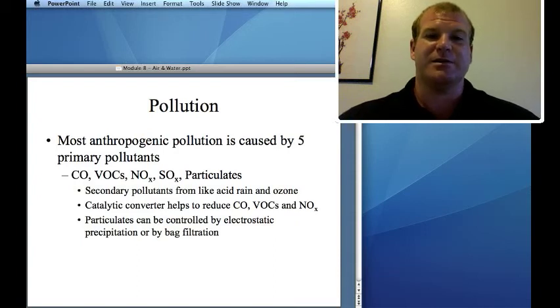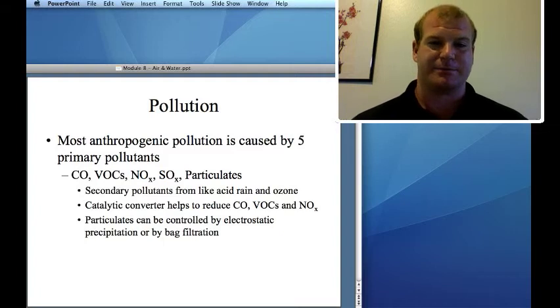Catalytic converters, though, there's ways to mitigate these pollutants, and carbon monoxide, volatile organic compounds, and nitrogen oxides can be greatly reduced by catalytic converters. And also, particulates can be mitigated.